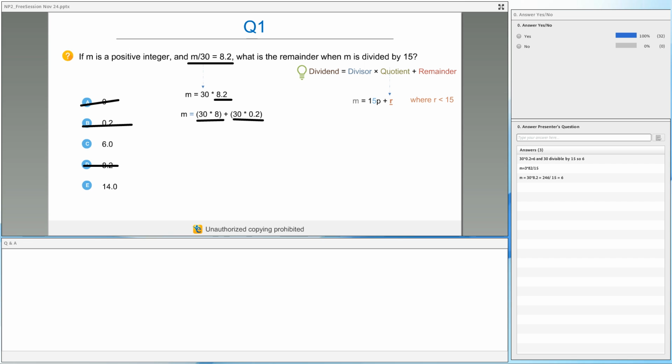Now I know I need to find out the remainder when m is divided by 13. So see, I'm not doing any multiplication. I'm just doing some manipulation of the expression. Once I get this, I need to find out what is the remainder when m is divided by 15.